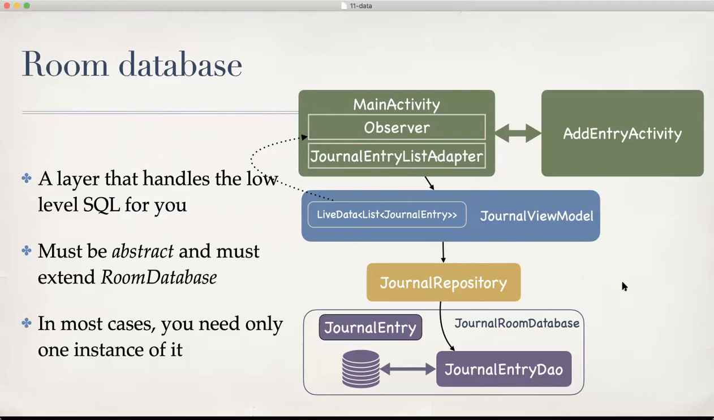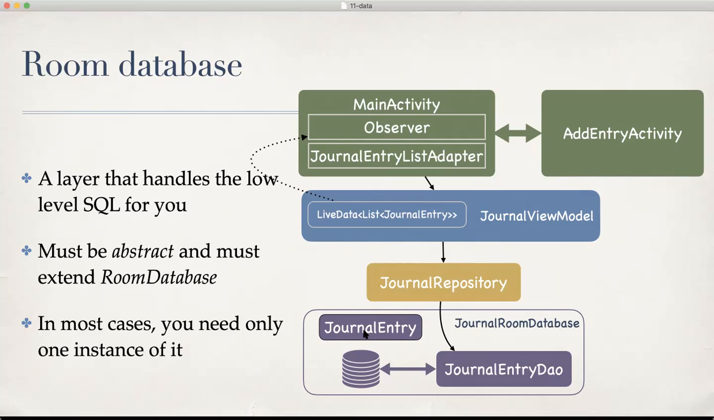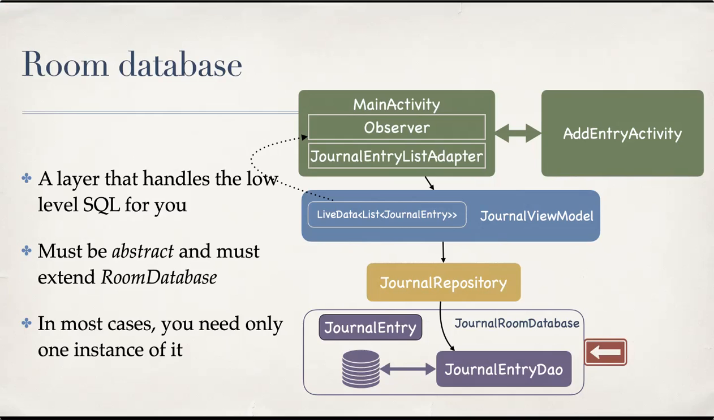All right, let's continue our discussion on the Room library. So now that we have created the journal entry entity and the journal entry DAO, the next thing is to complete building the database. So we are here. Database, as we saw, is a layer that handles the low-level SQL stuff for you, and your higher levels then essentially only deal with Java or, well, Kotlin code, and it helps keep it clean. It helps simplify maintenance and testing in the upper layers.